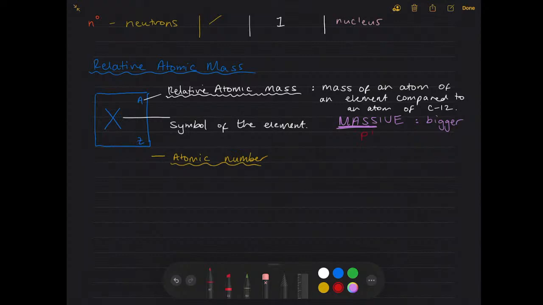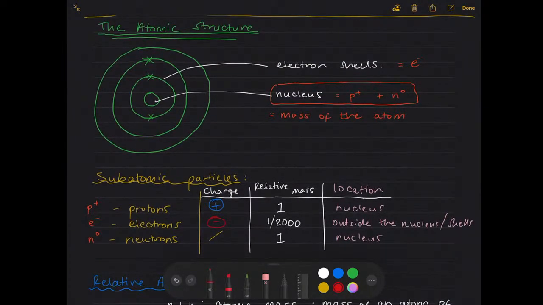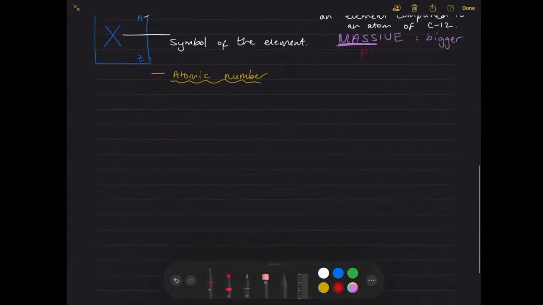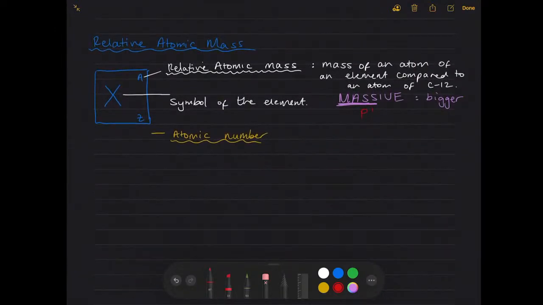And what does it represent? Well, as we mentioned already, protons and neutrons make up the mass of the atom. So relative atomic mass is a measure of the number of protons and neutrons in your atom. Notice there's no mention of electrons because electrons have negligible mass in comparison, which means the atomic number is the number of protons in the atom. It's often also called the proton number as a result.